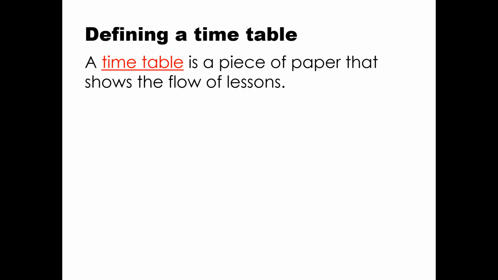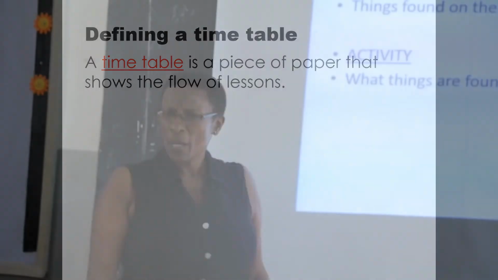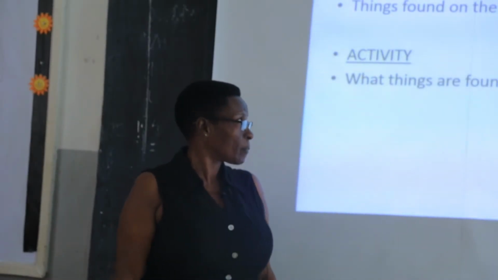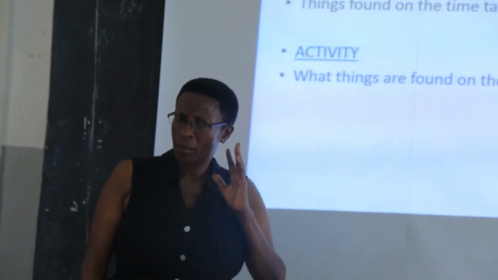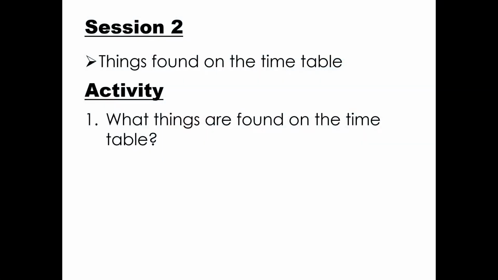Okay, can we read the definition of a timetable? A timetable is a piece of paper that shows the flow of lessons. I hope everybody has done that. I hope you have even written it. Good children, you are so nice. Now, what are the things found on the timetable? Can you remember? Remember two, one, all of them? All right, I can see. I know, you are nice children, you remember?